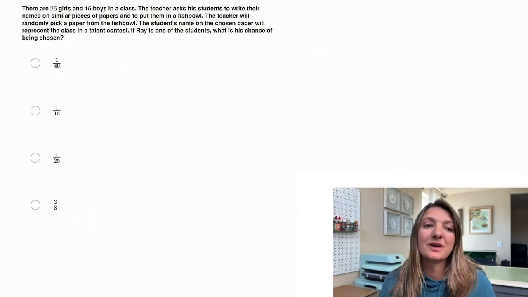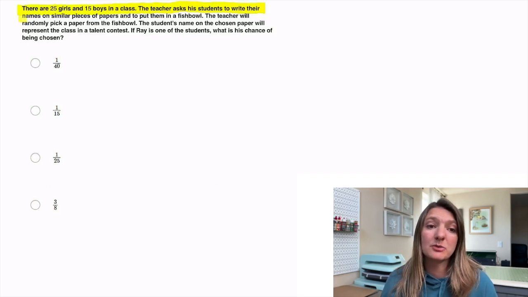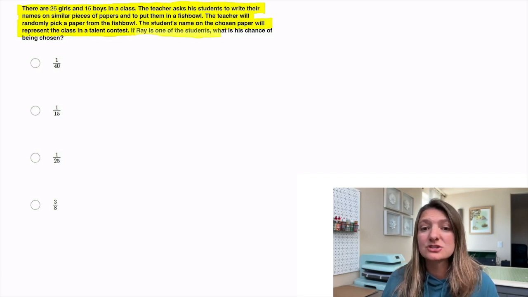Okay, question 2. There are 25 girls and 15 boys in a class. The teacher asks his students to write their names on similar pieces of paper and put them in a fishbowl. The teacher will randomly pick a paper from the fishbowl. The student's name on the chosen paper will represent the class in a talent contest. If Ray is one of the students, what is his chance of being chosen? So this is a probability question.